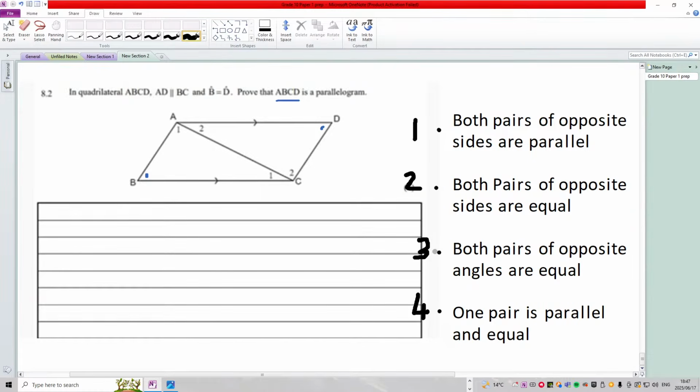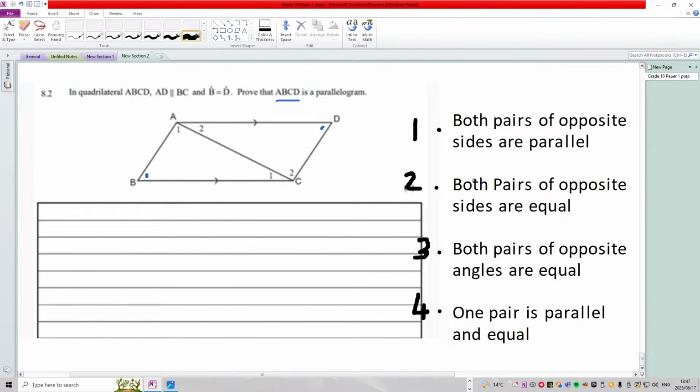Just struggling to see the diagrams and questions. That's not good. That is not good. Okay. Thank you. We have both pairs of opposite sides are parallel, both pairs of opposite sides are equal, both pairs of opposite angles are equal, and one pair is parallel and equal. We don't have to prove all 4 of that. We only have to prove 1.